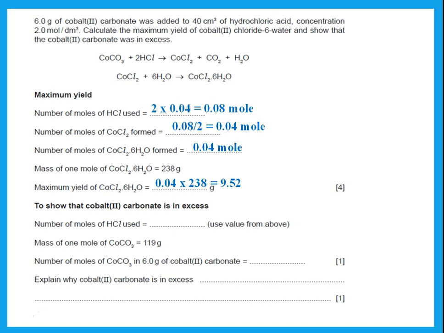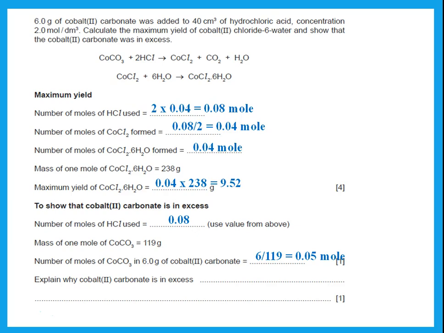Okay, to show that cobalt carbonate is in excess, he's saying, first of all, the number of moles of HCl used. We already calculated the number of moles of HCl used at the beginning. It was 0.08. And he's telling me the mass of 1 mole of cobalt carbonate is 119. So what would be the number of moles of cobalt carbonate? He says it's 6 grams. So 6 over the molecular mass is 0.05.